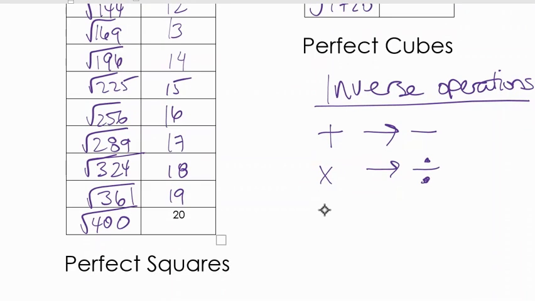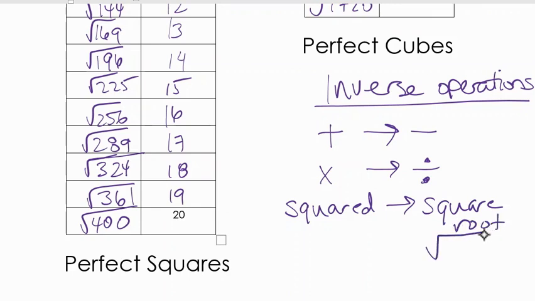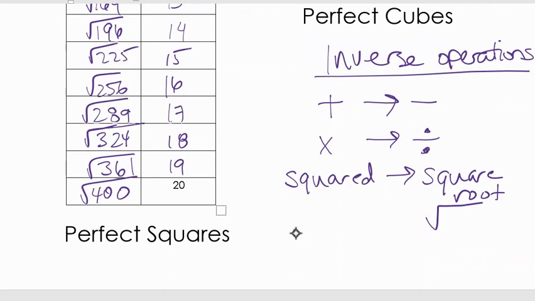If we have an exponent, if we've squared something, how do we undo that? Square root. And that symbol looks like this. If we've cubed something, if we've cubed a number or a variable, how are we going to undo that? Cube root. And that's what we're going to be doing now.